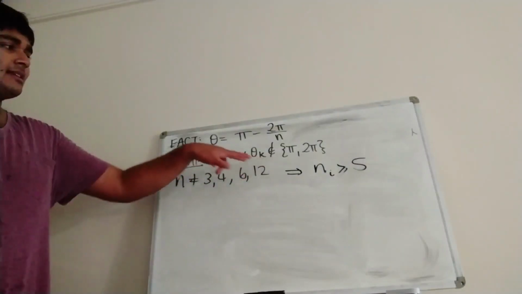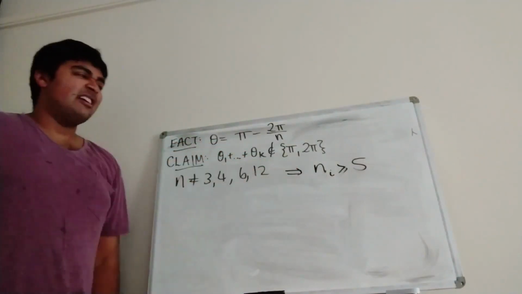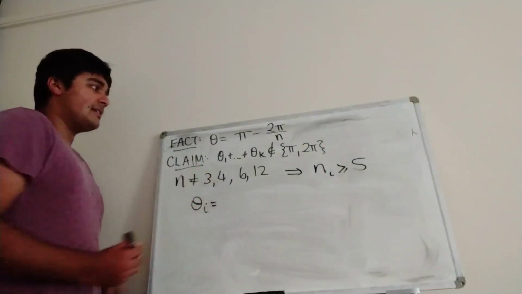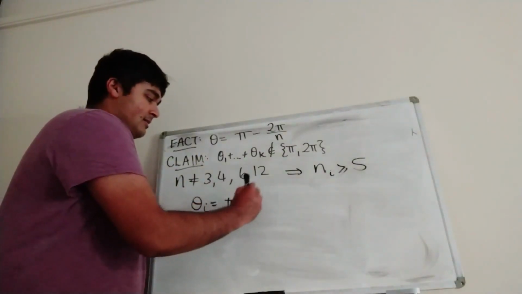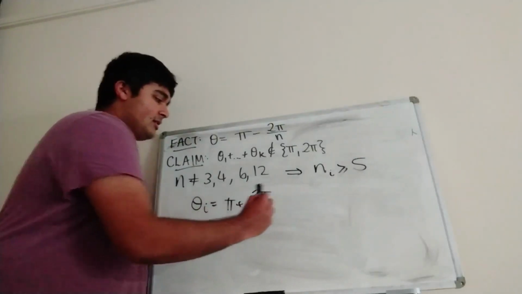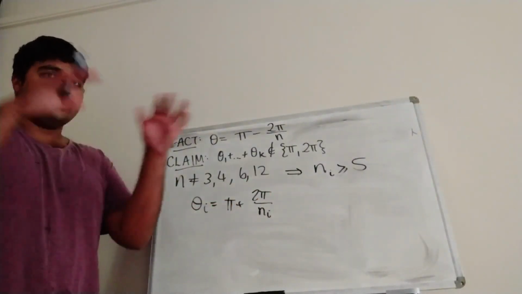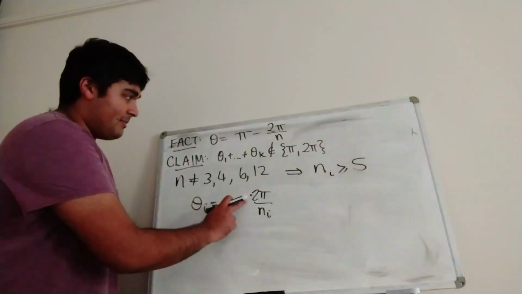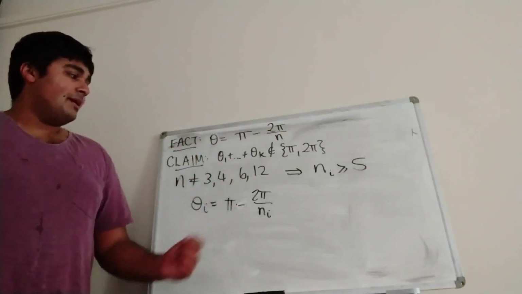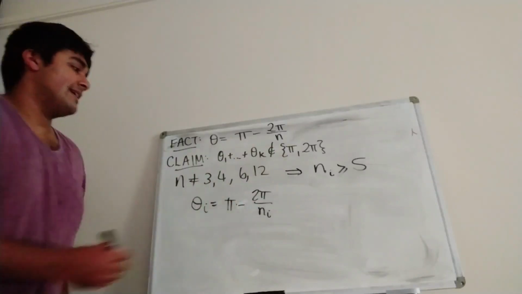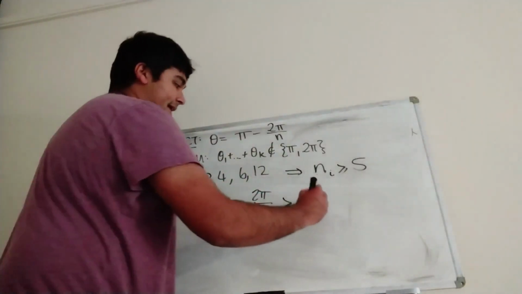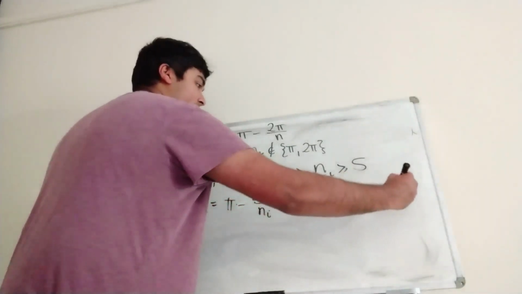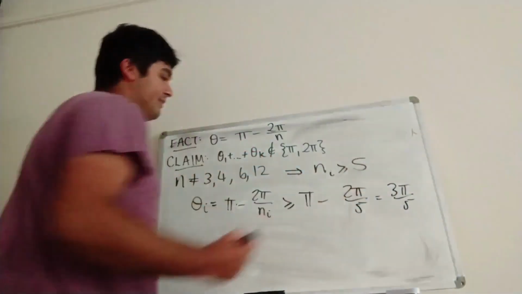Okay, so these theta i's correspond to the regular n_i-gons. In particular, that means theta_i is going to be equal to pi minus 2 pi over n_i, where n_i is the n-gon associated with this angle here. But because n_i is at least 5, theta_i is at least pi minus 2 pi over 5, and that is 3 pi over 5.